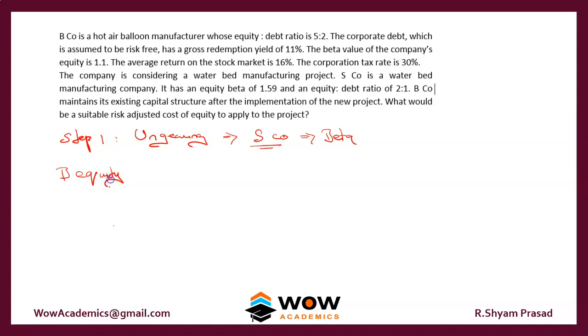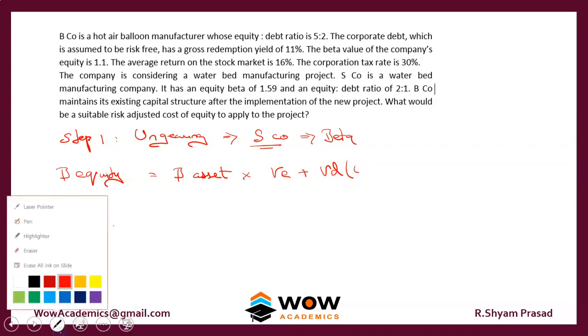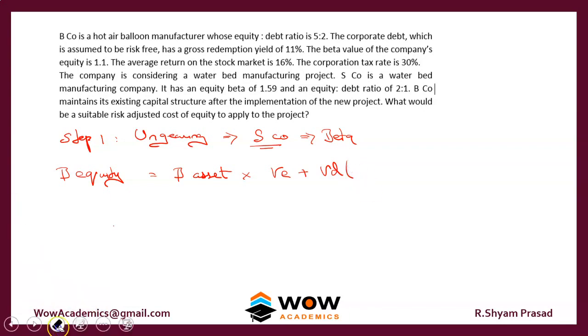The geared equity beta, or equity beta, is equal to asset beta into the value of equity plus the value of debt into 1 minus tax rate, divided by the value of equity. So this alone has to be computed separately and we have to do this. So look at how it works.